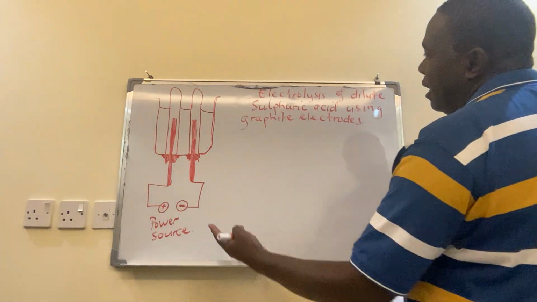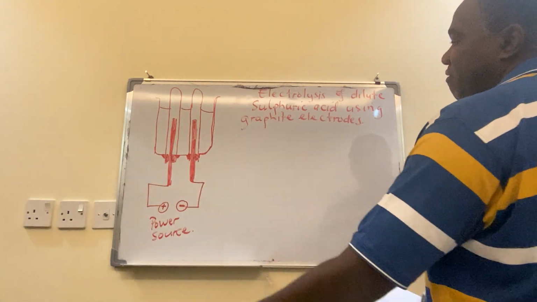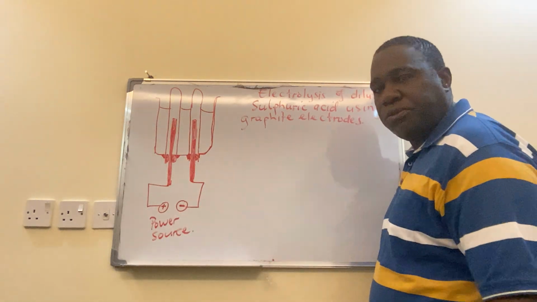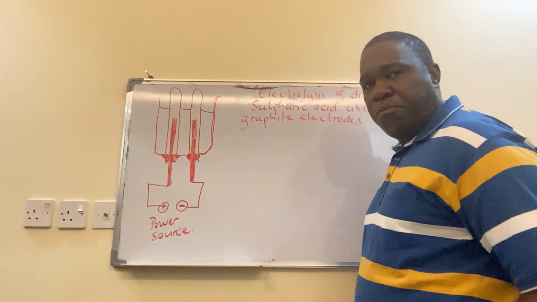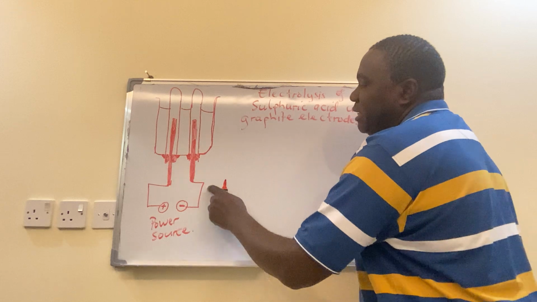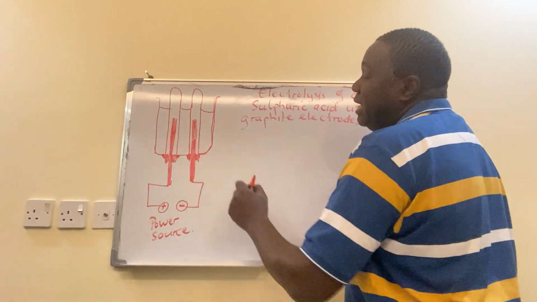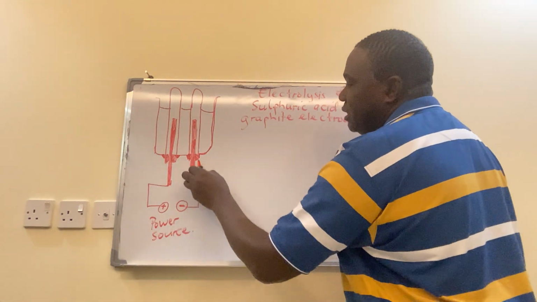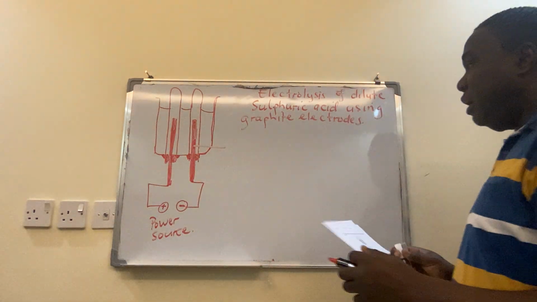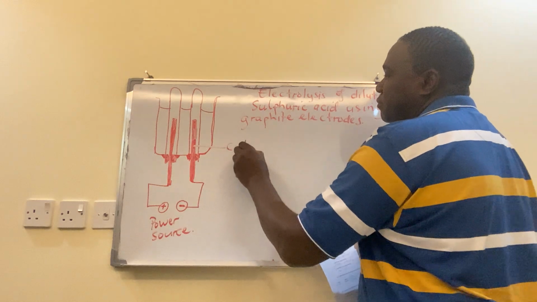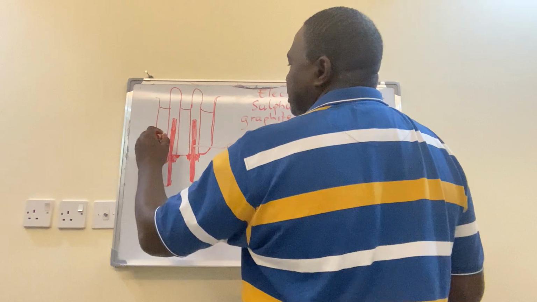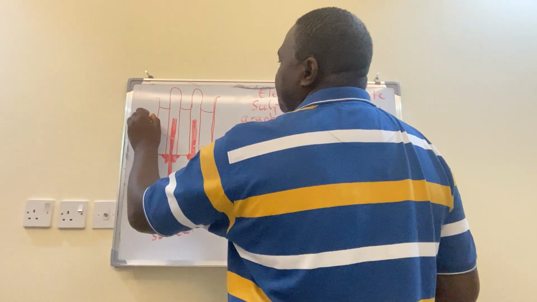Okay, so in every electrolysis setup, we're going to have a power source. It's very important for you to note the terminals of our power source. We have a negative terminal and we have a positive terminal. Why am I saying that? Because each terminal is going to be directed to an electrode. The electrode which is connected to the negative terminal, we call it the cathode. So our cathode is going to be connected to the negative terminal, and if you look at the positive terminal, this one we call it the anode.